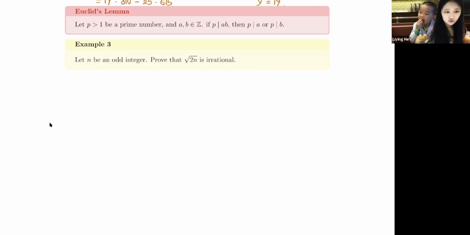Oh yes, it should be a natural number. You're right. Oh, natural number.